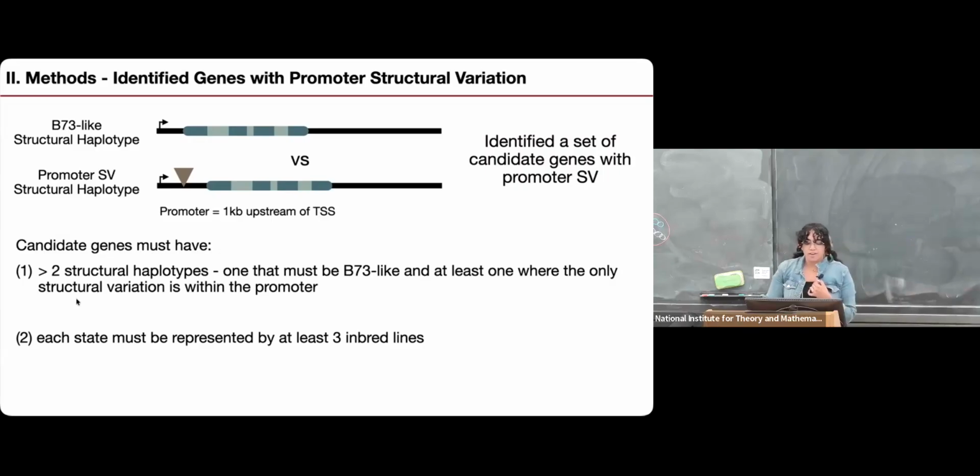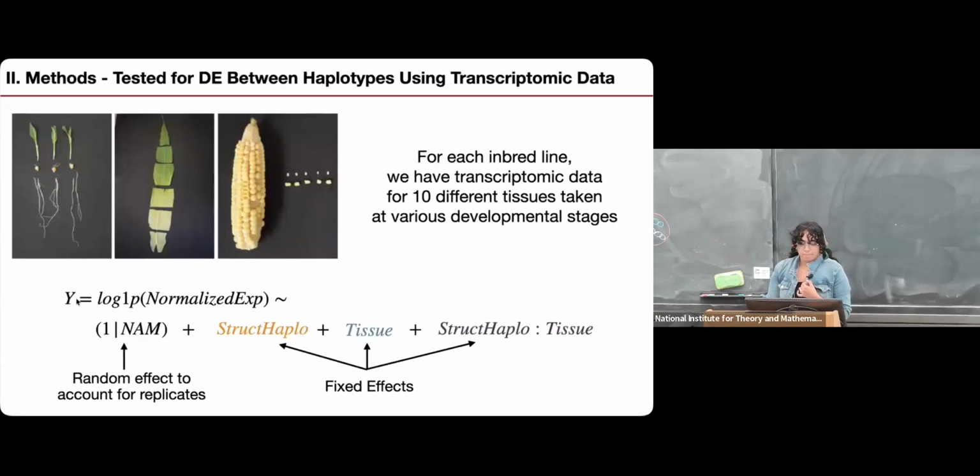We also required that each of these structural haplotypes be represented by at least 3 inbred lines in order to give us the statistical power to test for differential expression. This left us with about 12,000 genes, which represented about 30% of the full gene set. For each inbred line, we have transcriptomic data for 10 different tissues taken at various developmental stages. And we could use these two data sets to test whether there is differential expression between structural haplotypes and in which tissues we observe differences.